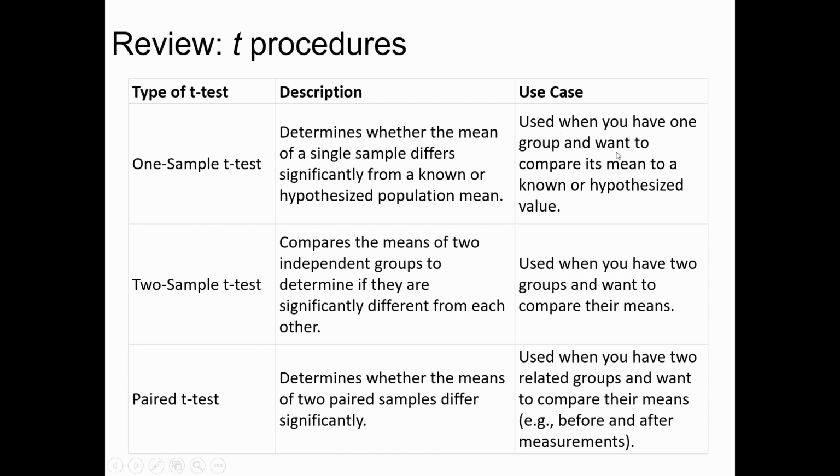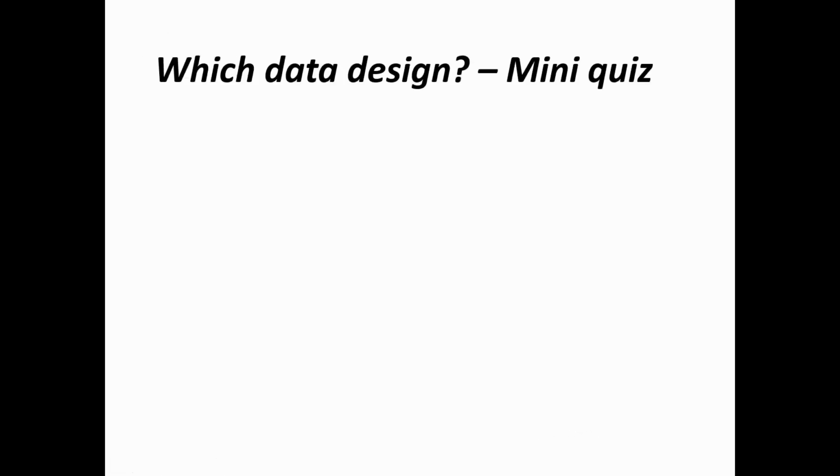And you use it when you have one group and want to compare its mean to a known or hypothesized value. And the two sample t-test that we looked at here compares the means of two independent groups to determine if they are significantly different from each other. And you use it when you have two groups and you want to compare their means. And the paired t-test, the third kind of t-test, determines whether the means of two paired samples differ significantly. This is used when you have two related groups and want to compare their means, for example, before and after measurements.